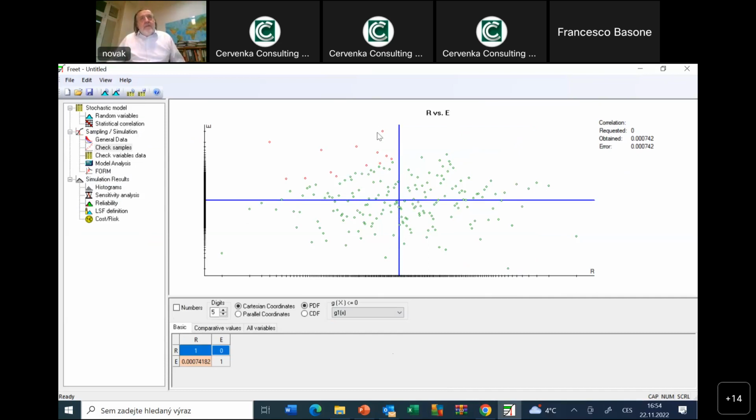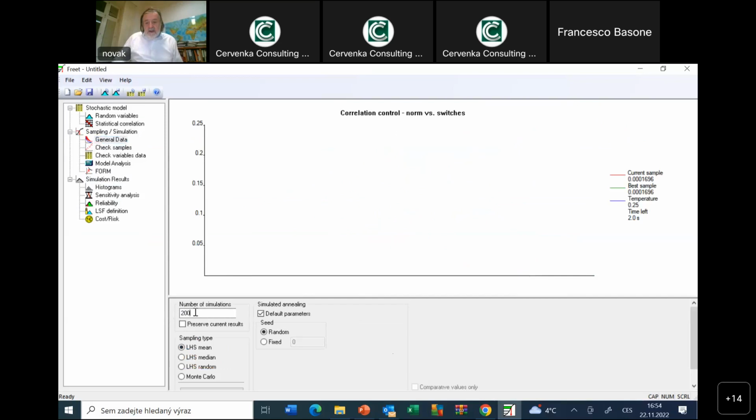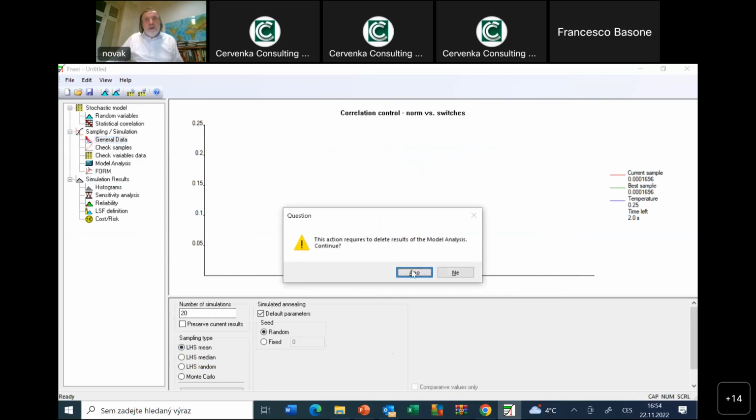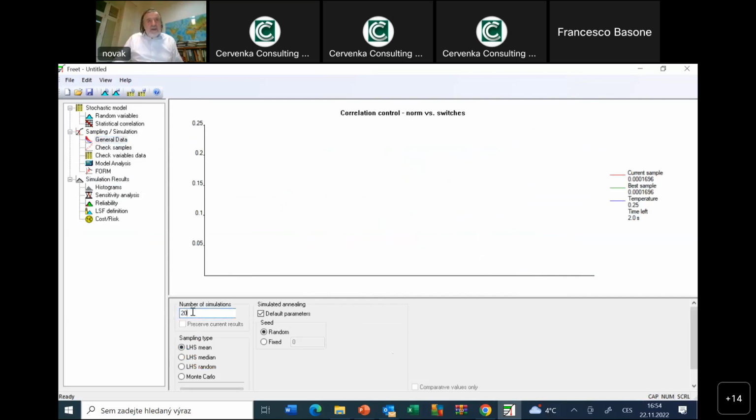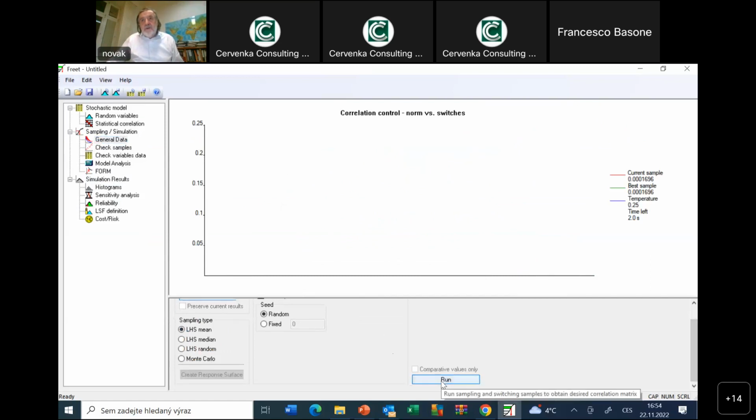The number of these red points divided by the whole points means the failure probability, right? But the variability is still quite big. If I want to increase the accuracy of this estimate, I can put, let's say, 1,000 realizations, which will increase my accuracy.